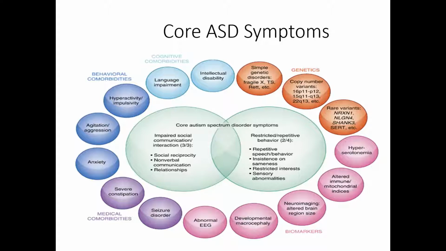And then you'll also see there is a bunch of bubbles around the outside of the green circles. And these are common comorbid diagnoses that often appear alongside autism. So not every individual with autism would also have one or more of these diagnoses, but it's very common for individuals on the autism spectrum to also have a comorbid diagnosis of one or maybe even more of the different medical, behavioral, cognitive, genetic diagnoses around the outside there.